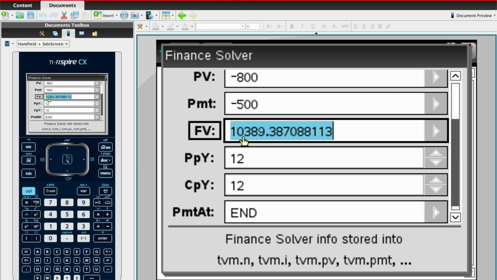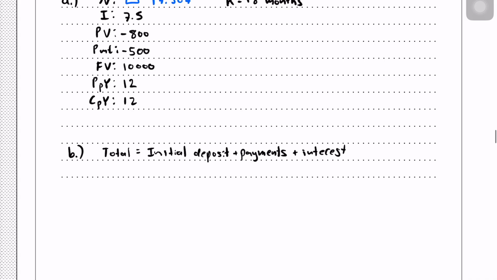So she has $10,389.39. Let's write that out as our total after 18 months. So here we go: $10,389.39. The initial deposit was itself 800.